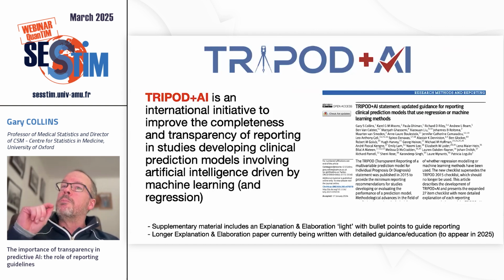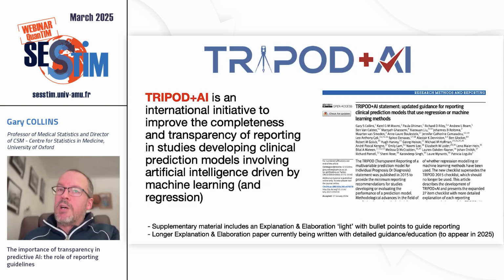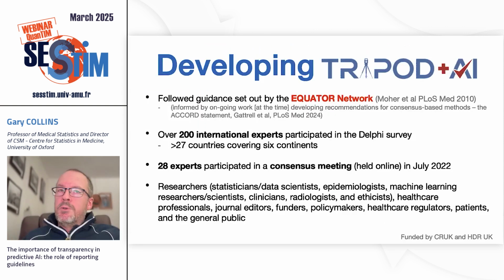It needed updating. So back last April, we published TRIPOD+AI to provide recommendations for prediction models regardless of the modeling method. So whether you've done something like a simple regression model or done something more complex with a super learner or whatever, these guidelines now have been updated to cover all scenarios. We had 200 participants involved in a consensus-based process, covering 27 countries. We had an online consensus meeting with a subset of these: researchers, machine learners, computer scientists, radiologists, healthcare professionals, journal editors, funders, patients, etc., to derive and update the TRIPOD+AI reporting guideline.